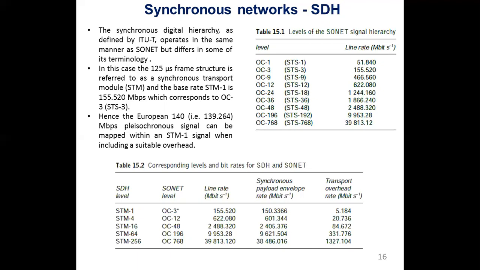And you can have the European 140 Mbps synchronous signal, and this can be mapped to the STM1 signal with certain overheads. So you can see in the table that we have OC1, OC3, OC9, and so on, which is the SONET signal hierarchy, whereas the corresponding SDH is also mentioned. So STM starts with 155.52, which actually corresponds to OC3 or STS3. So this is the main difference between the two. The rest of the things remain the same.